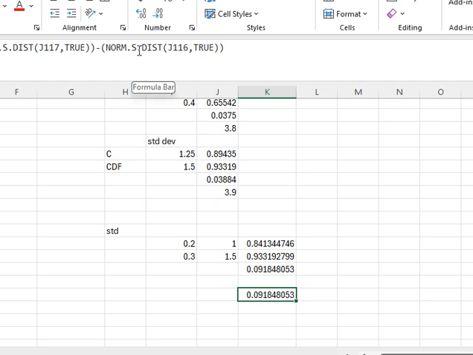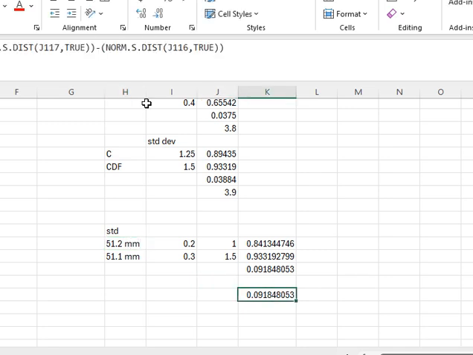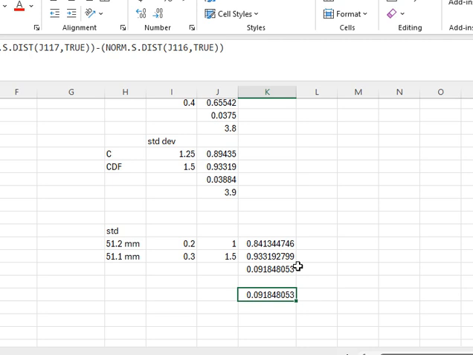If you look at it, this is your 51.1 millimeter, and this guy is your 51.2 millimeter cut line. So you can also do this, which we just showed you, right here in the Excel formula, instead of going one by one and then subtracting it.